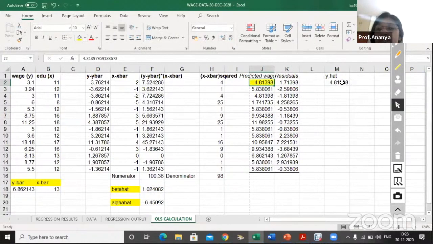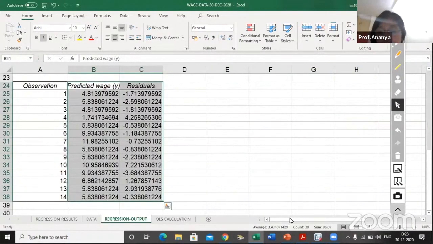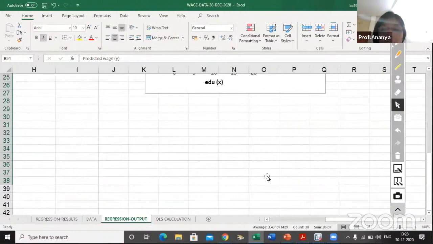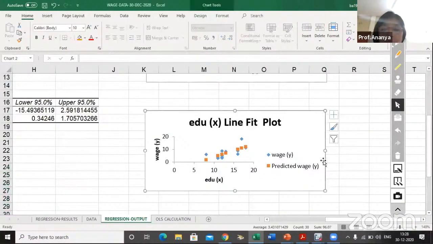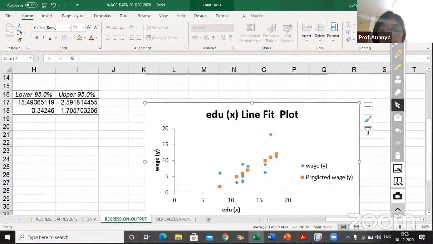So do you see? The predicted value is nothing but the point on the regression line. Where is the regression line? You can see the regression line is over here. I have asked for this output, and here is the regression line, the line fit plot. Here the predicted wages are given by these yellow lines. So this particular regression line.